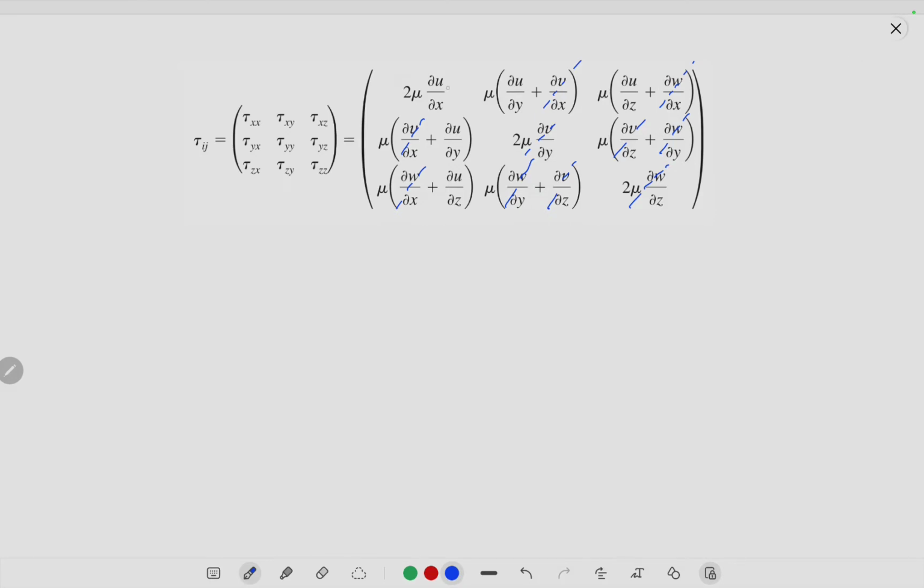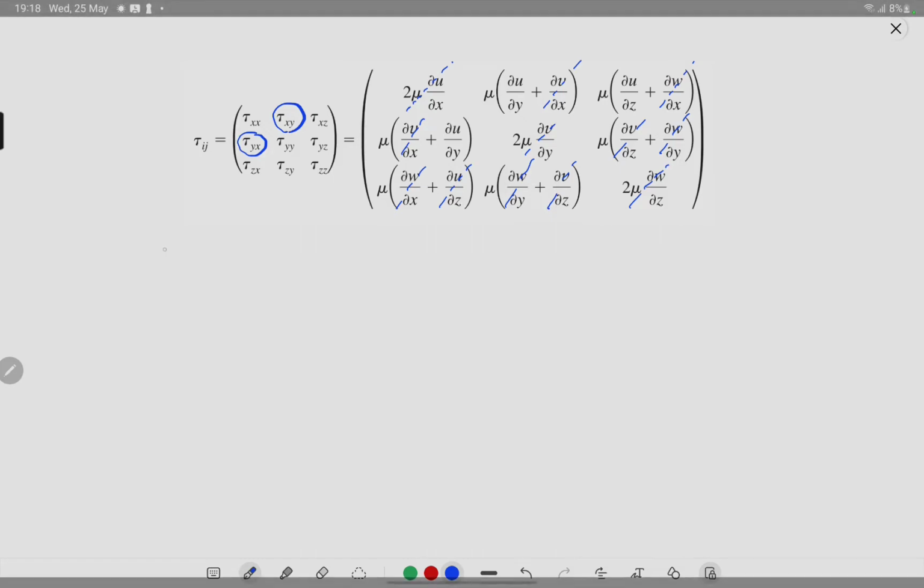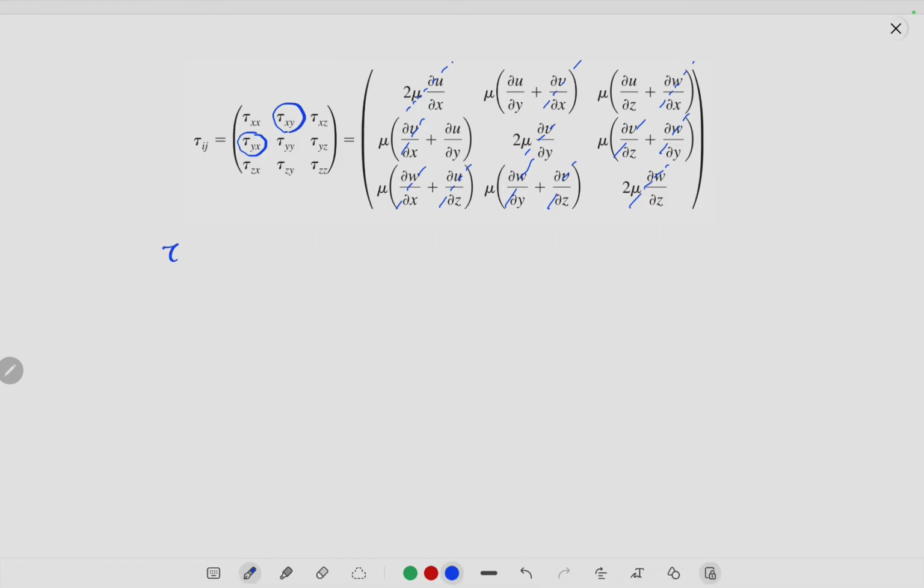Okay, and next what we have is u only a function of y, so the partial derivative of u with respect to x will also be 0. The partial derivative of u with respect to z will also be 0, so this will also be 0. And now what we are left with is the terms tau yx and tau xy, and rest are 0. So we'll be left with tau xy and tau yx.